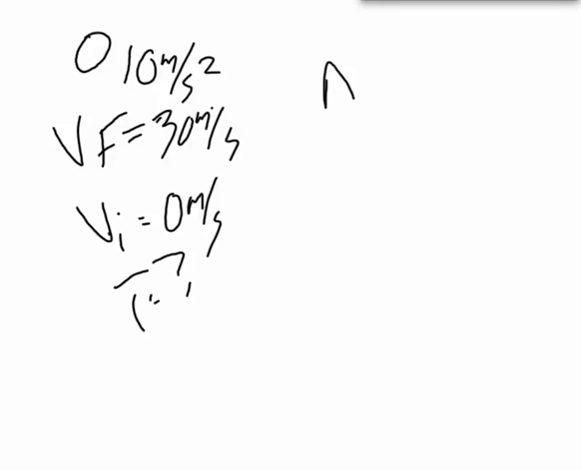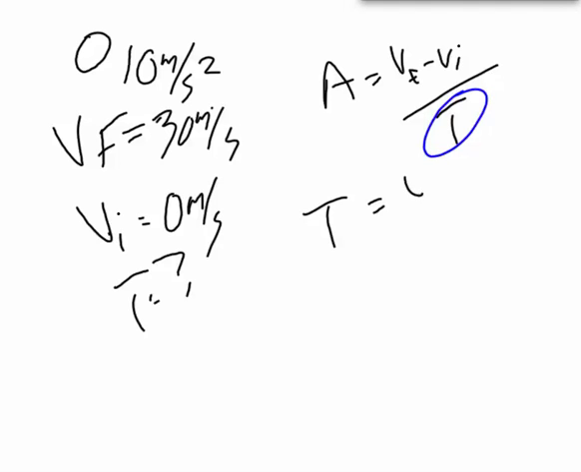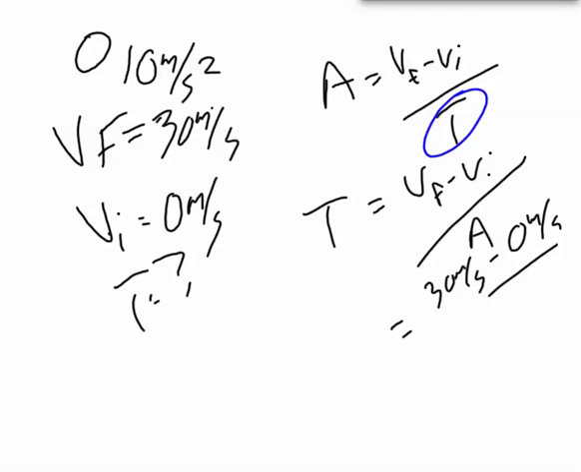So the question is, how long is it going to take? If your initial formula looks like this, then what do you have to solve for? You have to solve for time. You need time by itself. So time is going to be VF minus VI all over A, right? Your final velocity was 30 meters per second. Your initial velocity was 0 meters per second. And the acceleration was 10 meters per second squared.